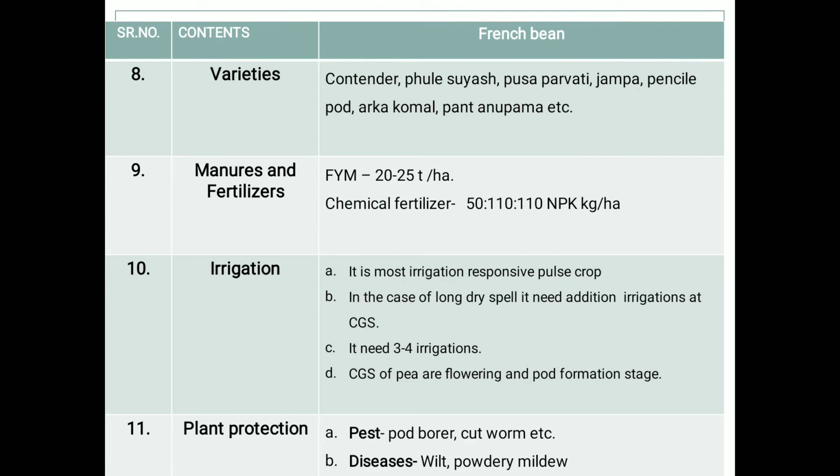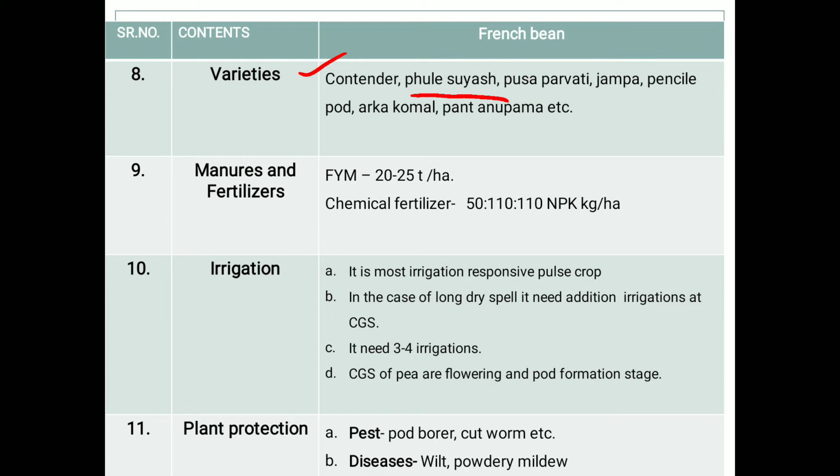Then the different varieties: some improved hybrids and some local varieties of French bean. In that, Contender, Phule Suyash. Phule Suyash is developed by MPKV Rahuri. Then Pusa Parvati, Jhampa, Pencil Pod, Arka Komal, Pant Anupama. These are some improved varieties of different research stations and universities.